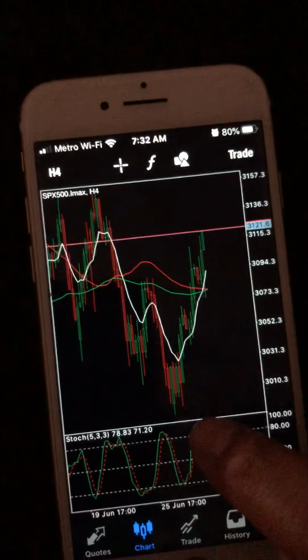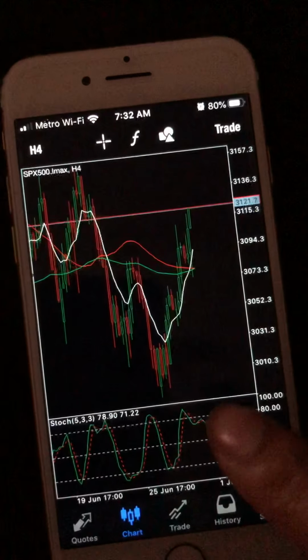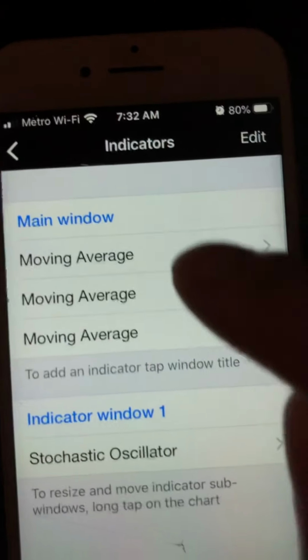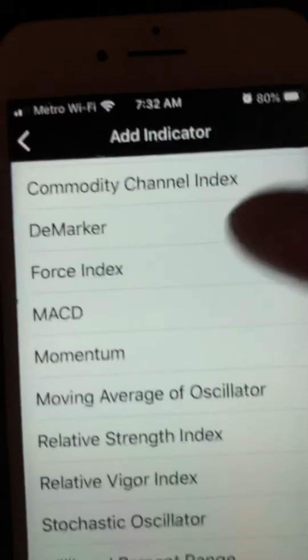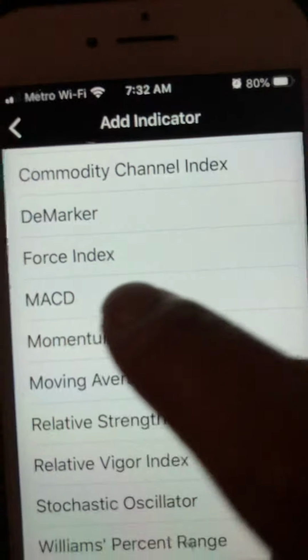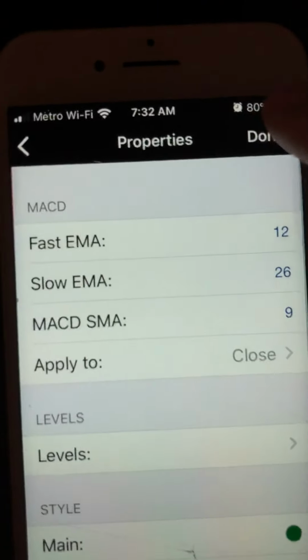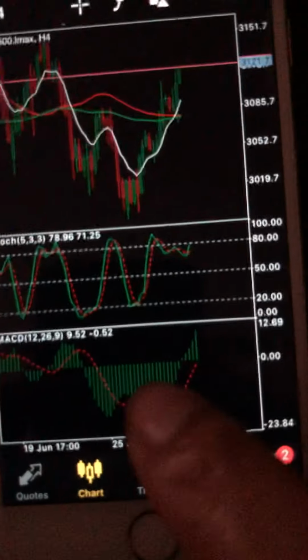Now let's get into adding MACD. This is to show the momentum of the trade, to see when the trade is running out of momentum, to see if you should stay in the trade or not. When is the trend coming to an end? To add the MACD, MACD stands for moving average convergence divergence. Leave those parameters the same. You see at the bottom, here's MACD.